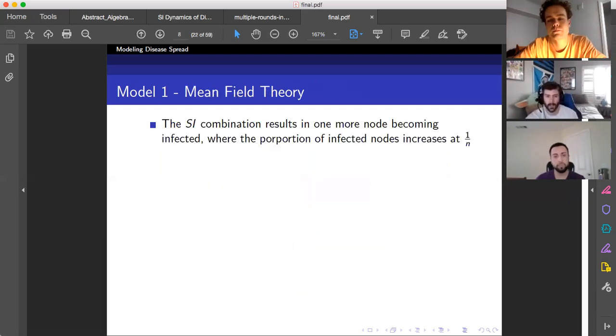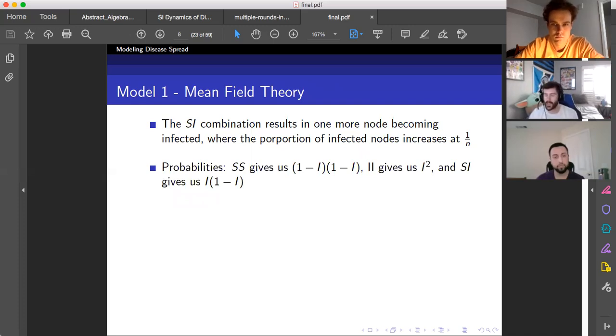Next. Once again, this SI combination is resulting in 1 more node becoming infected, and this is where the proportion of infected nodes increases at 1 over n. We're going to be given 3 probabilities based off these edges, where SS is going to be given as 1 minus I, 1 minus I. For the sake of keeping everything in terms of I, we're going to say that S is equal to 1 minus I. So once again, SS is going to be 1 minus I times 1 minus I, II is going to give us I squared, and SI is going to give us I times 1 minus I.